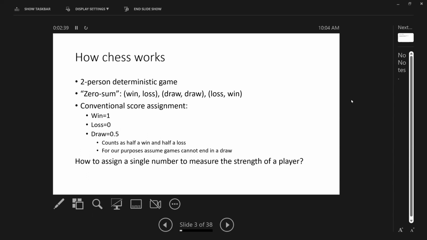And when you play a tournament, you are assigned a score for every game you play. If you win, you are usually assigned a score of 1. If you lose, you're assigned 0. If you end up drawing the game, it counts as half a win and half a loss. And just for simplification purposes, let's not consider that situation for now. Let's just pretend that all chess games must end in either a win or a loss. And the question is, is there a reasonable way to assign a single number that captures how skilled a certain player is? This number would be the basis of the rating system.